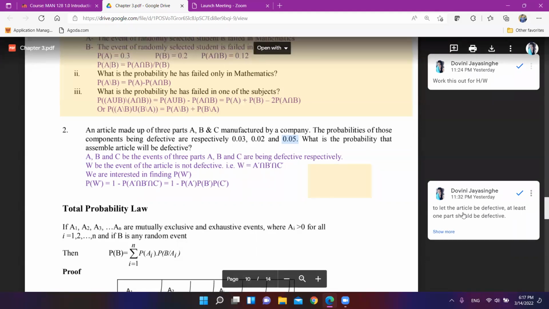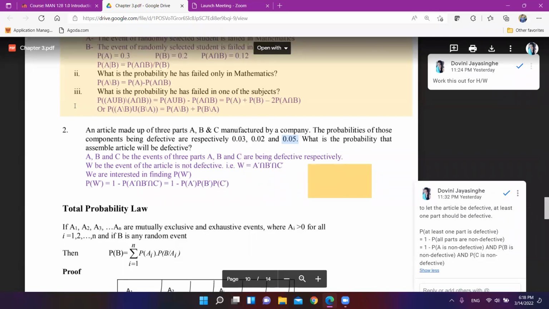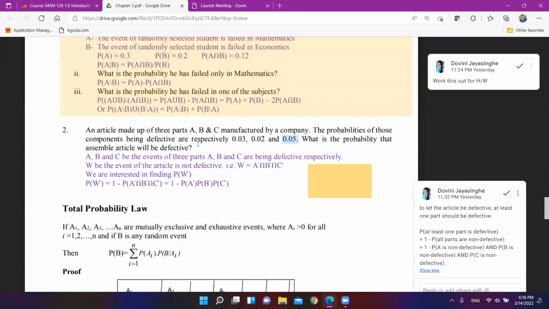එතකොට අපි මෙතන මේ assume කරන්න ඕනේ, to let the article be defective, at least one part should be defective කියලා. ඇත්තටම අපි මොකක් හරි article එකක් ගත්තොත් ඒ article එකේ parts තුනක් තියෙනවා. ඕකේ එක part එකක් හරි වැරදි නම්, මොකක් හරි වැරද්දක් තියෙනවා නම්, මුළු article එකම තේරුමක් නැහැ. Article එකම වැරදි කියලා තමයි ගන්නේ.